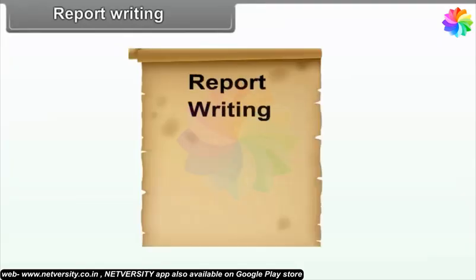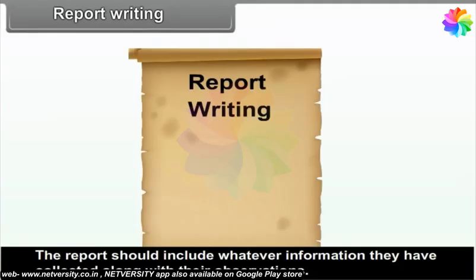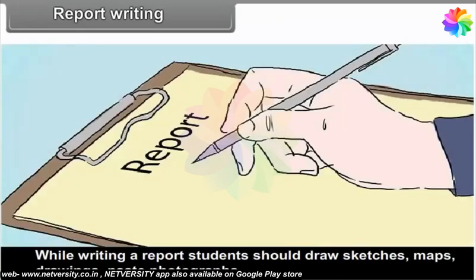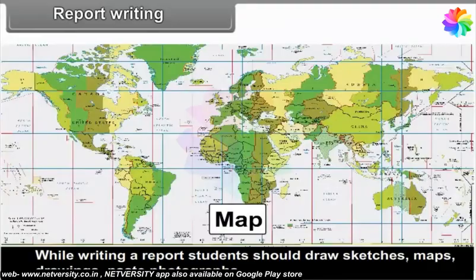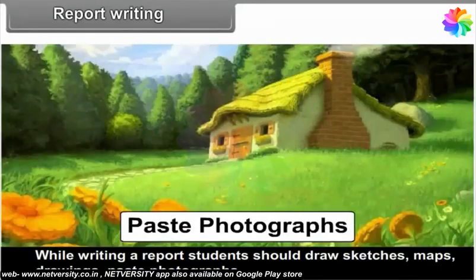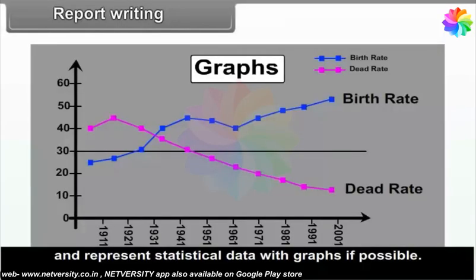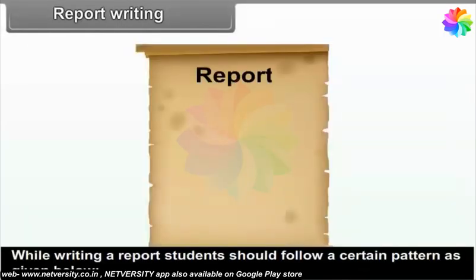Report writing. The report should include whatever information they have collected along with their observations. While writing a report, students should draw sketches, maps, drawings, paste photographs and represent statistical data with graphs if possible. While writing a report, students should follow a certain pattern as given below.